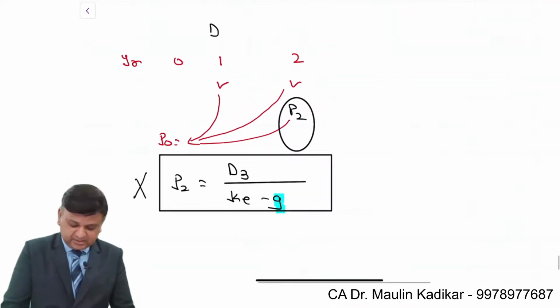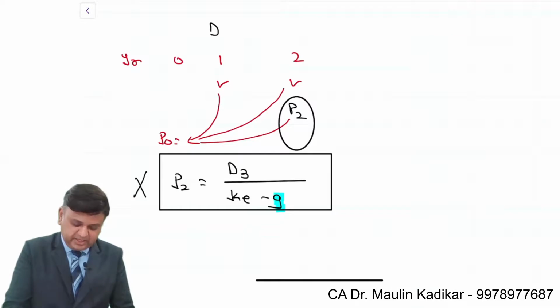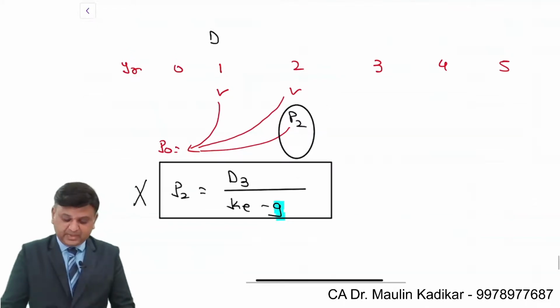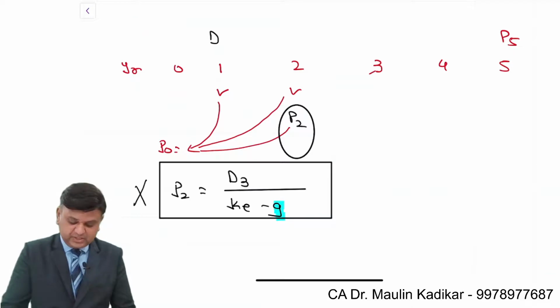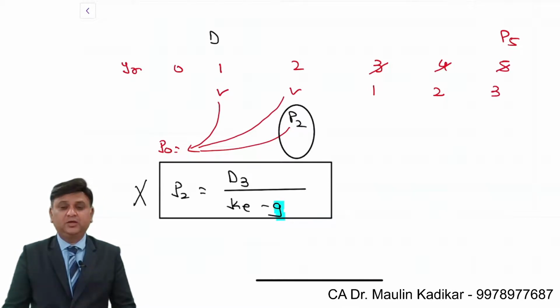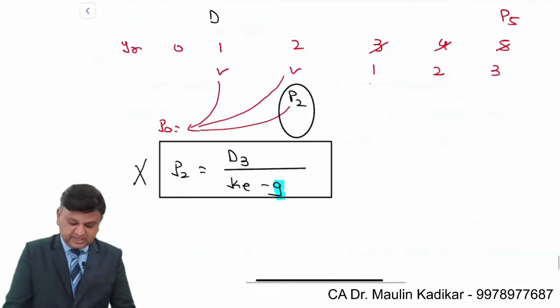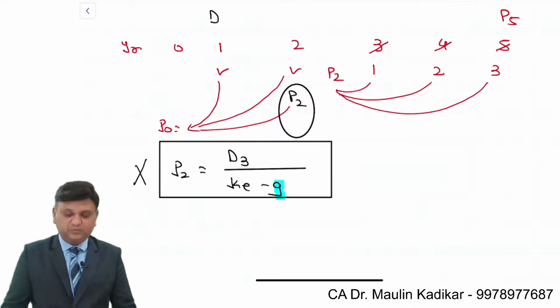So the third year for Mr. D, fourth year for Mr. D, fifth year for Mr. D, and P5 for Mr. D is first year for Mr. E, second year for Mr. E, and third year for Mr. E. Whatever he is going to receive during this time period will be converted into second year end, and based on that the P2 will be calculated.